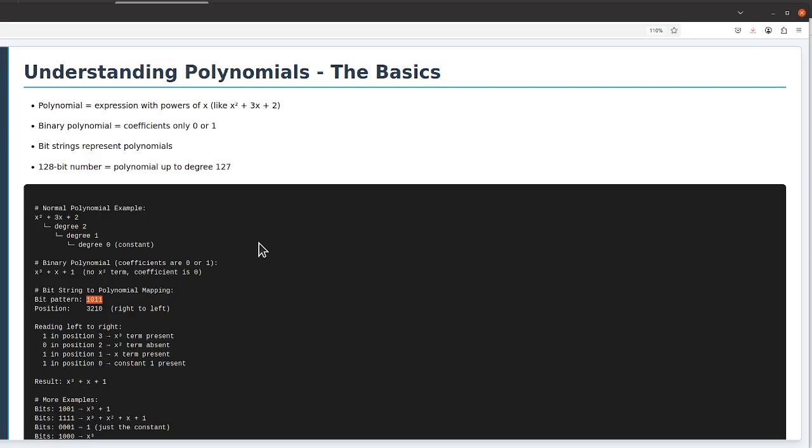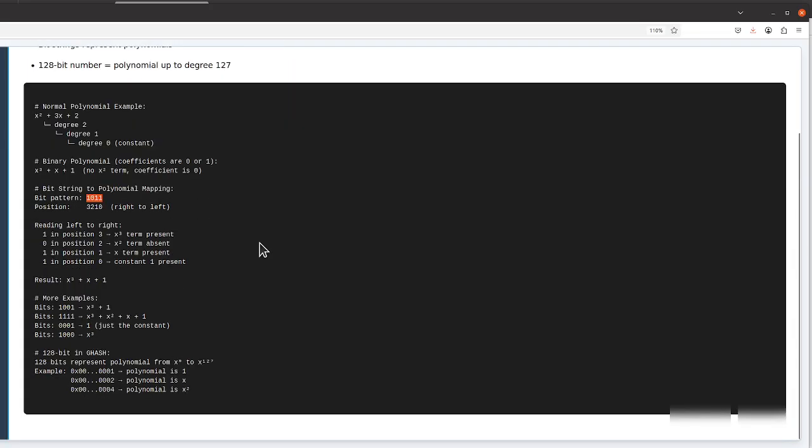So when we talk about multiplying two 128-bit numbers in the Galois field, we're really multiplying two polynomials where each bit position represents whether that power of x is present or not. A 128-bit number represents a polynomial of degree up to 127, because you have positions for x to the 0, x to the 1, all the way up to x to the 127.